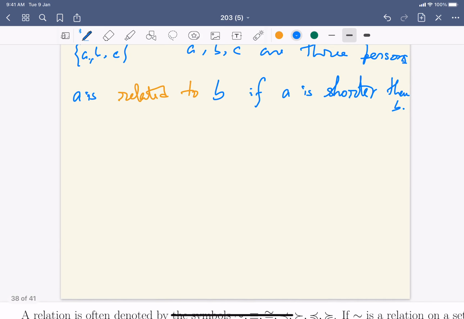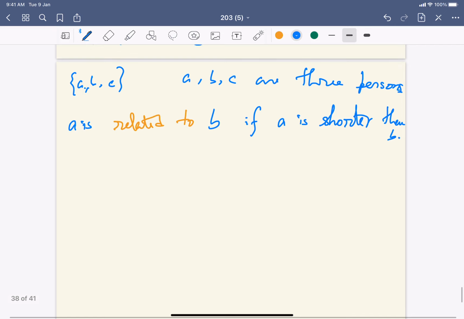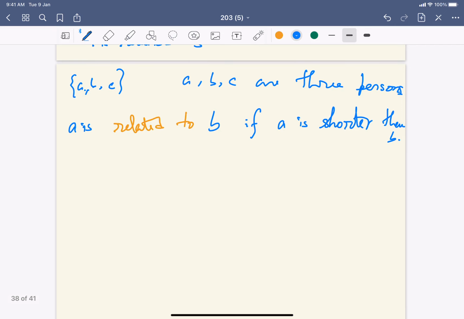Okay. Yeah, so now you can ask me what do you mean by shorter. So there, the height of A is less than or equal to the height of B, not less than. So yeah, this is the relation, right? And for instance, you can also define a relation between these 3 persons by their nationality.